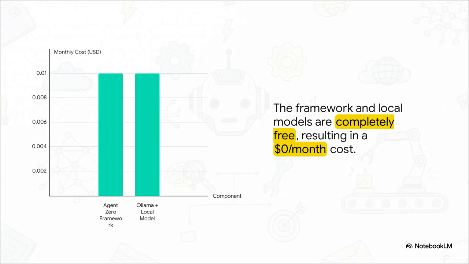First things first, money. And as you can see on this chart, it is totally possible to run this whole setup for absolutely free. Yep, $0. The Agent Zero framework itself, that first bar, it's free. You pair that with a local model runner like Llama, that second bar, and your monthly bill is exactly $0. The only cost here is your own computer's processing power, so things might just run a little bit slower.